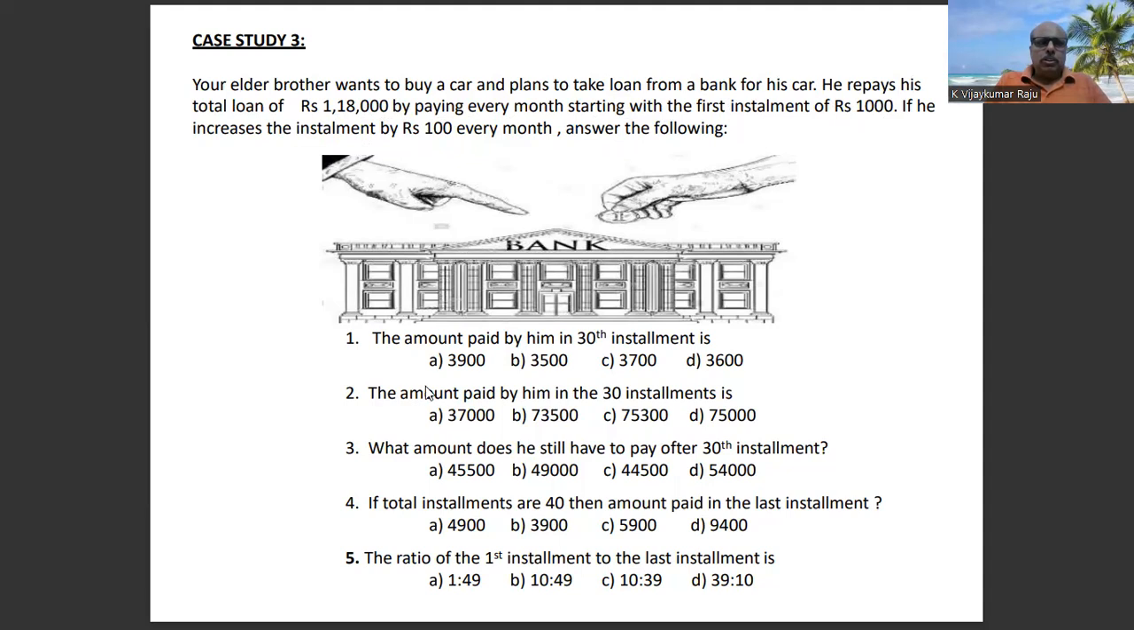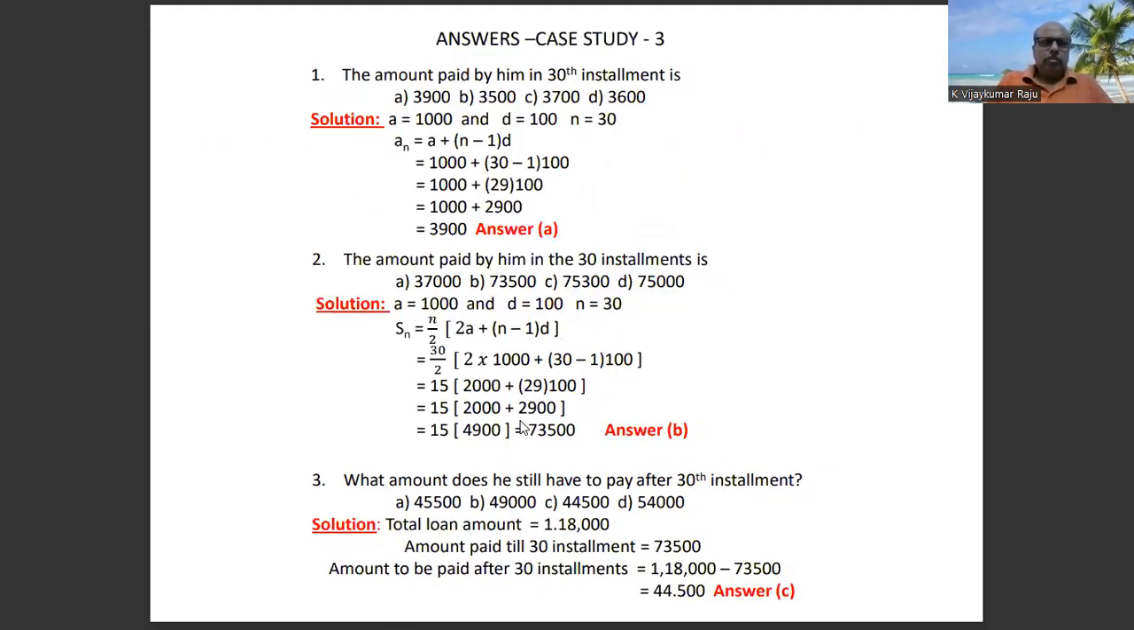So these are the questions. So you can just go through the questions. We'll start dealing with them one by one. See the first question now. Amount paid by him in the 30th installment. 30th installment means on the 30th month, what was the amount he is paying? That is the meaning. Amount paid in the 30th installment means on the 30th month, the amount he pays.